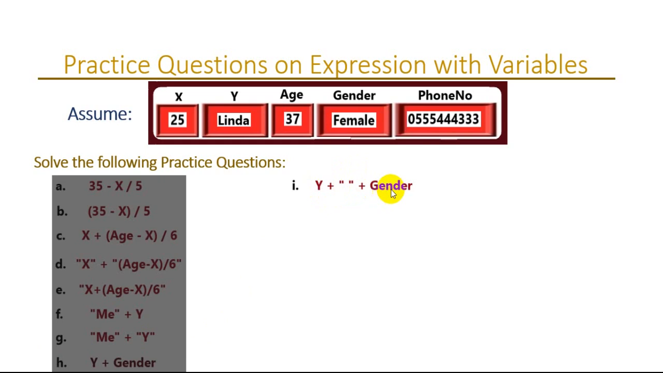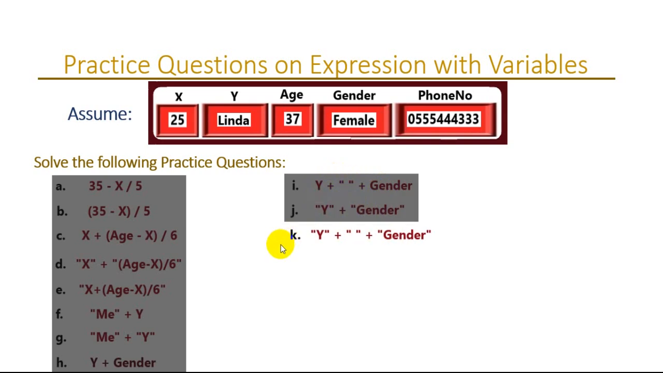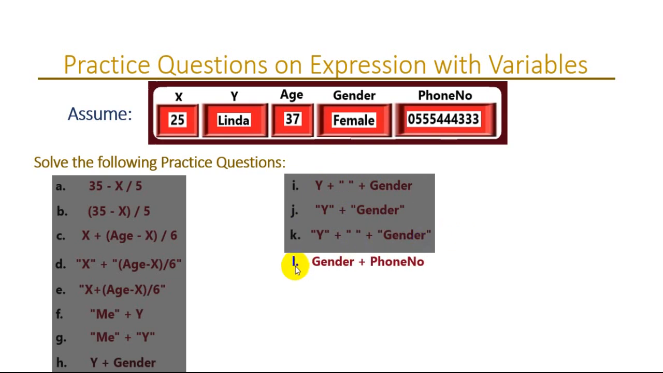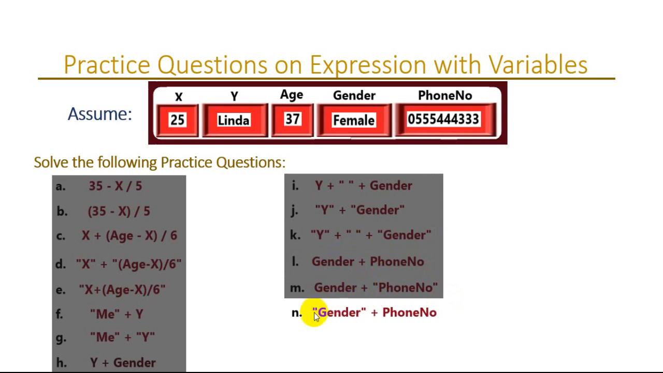J: y plus gender, where both y and gender are within double quotes, unlike the previous one, which is without double quotes. Of course, the earlier one has an additional space. Next one is the same as this, but this time we have one space in between: y in double quotes, one space, and gender also in double quotes. Next one, gender plus phone number, with no double quotes here. Then gender as it is, plus phone number in double quotes. Next one, gender is in double quotes, but phone number is without double quotes.